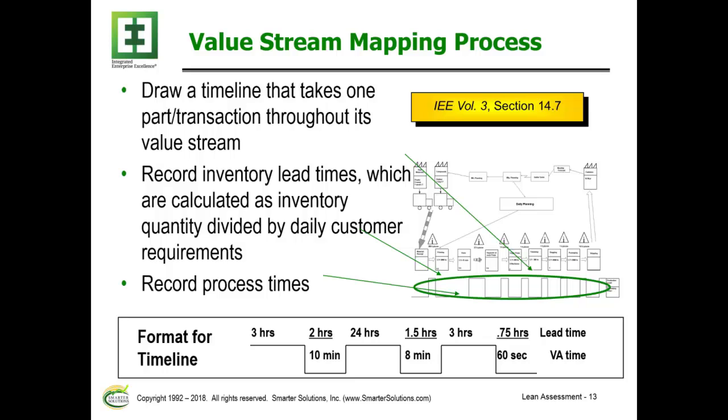The value stream is shown here, where we want to draw a timeline, and we want to look at each of the functions it goes through, and we can look at the inventory that we have between each of these steps, and we put together a formatted timeline, and we can get to the point that we have lead time and then the value added time. The more details to describe the creation of this is described in IEEE Volume 3, Section 14.7.